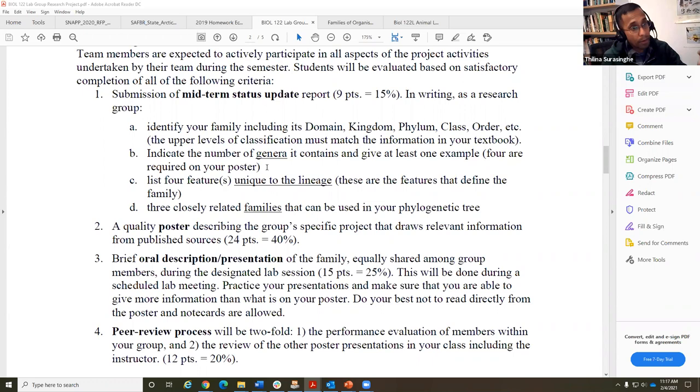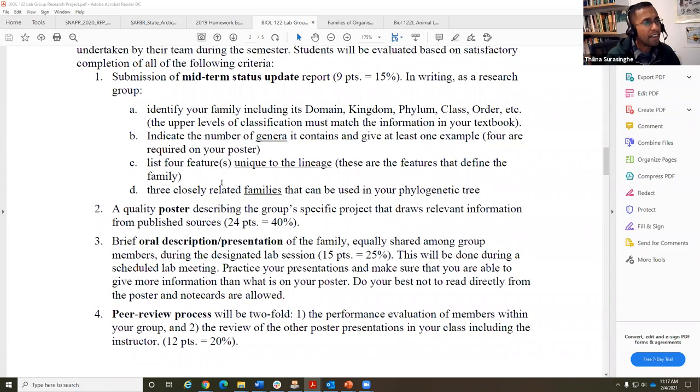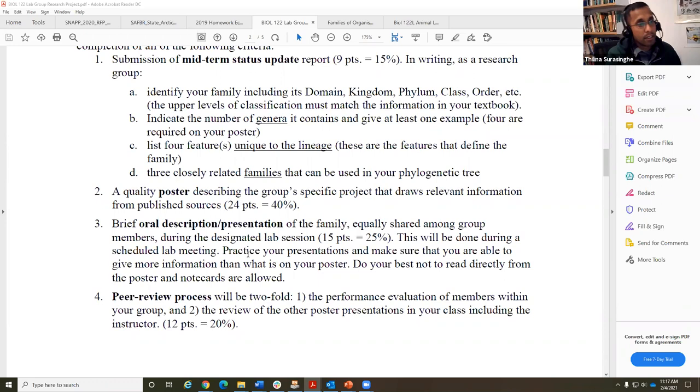And then just give one example of a genus. Then list just 4 unique features for that particular family. And then list 3 closely related other families that you found in the phylogenetic tree. Those are the only four items that I want to see in your status update.